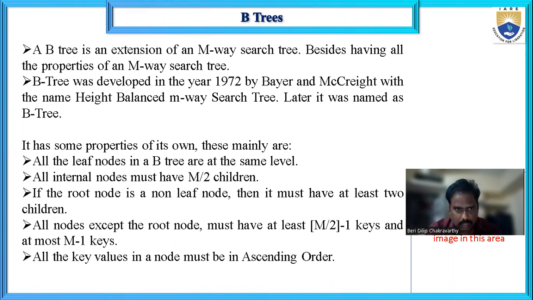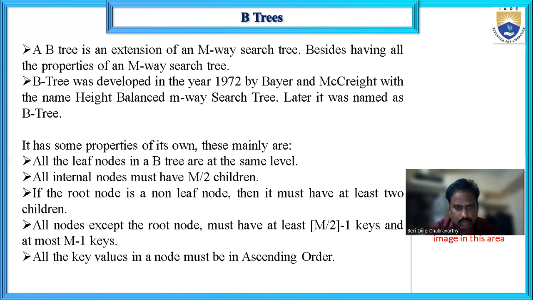It has some properties of its own. There are some properties for B-Trees. All the leaf nodes in a B-Tree are at the same level. All internal nodes must have at least m by 2 children. Suppose the order is 4, then 4 by 2 is 2, which means at least two children are there for internal nodes. If the root node is a non-leaf node, then it must have at least two children. So this is one condition.